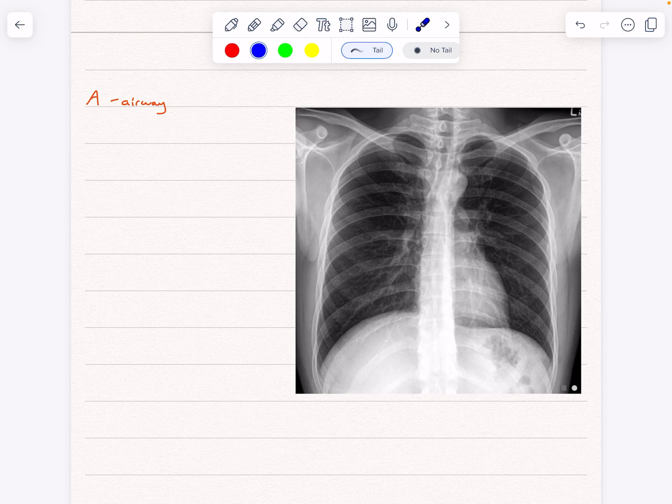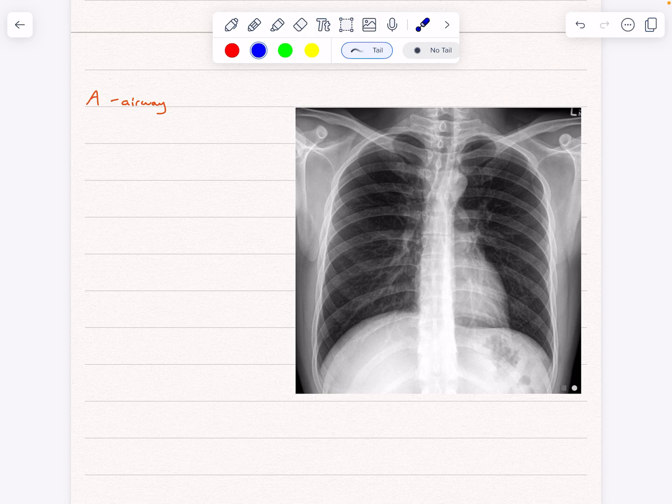So in terms of any kind of tracheal deviation, which is the main thing that you're going to be looking for in airway, if the trachea deviates towards the lung, i.e. let's say it goes that way, and this is the lung problem, you'll be thinking something like atelectasis or some kind of pneumonectomy, i.e. the lung being removed. Atelectasis is basically when one lobe of the lung collapses.